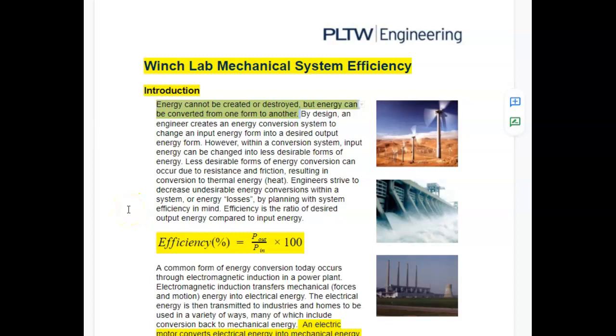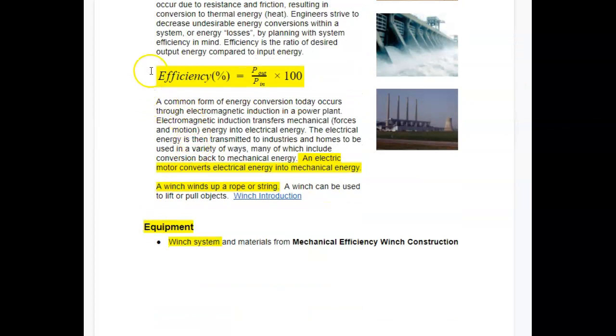Efficiency is the ratio of desired output energy compared to input energy. And for us, when we do this equation here, we're going to look at the power out and the power in. So power is work divided by time. If we do the power out in the same time as the power in, this is the same as comparing the energy in to the energy out. So we're going to use this formula.